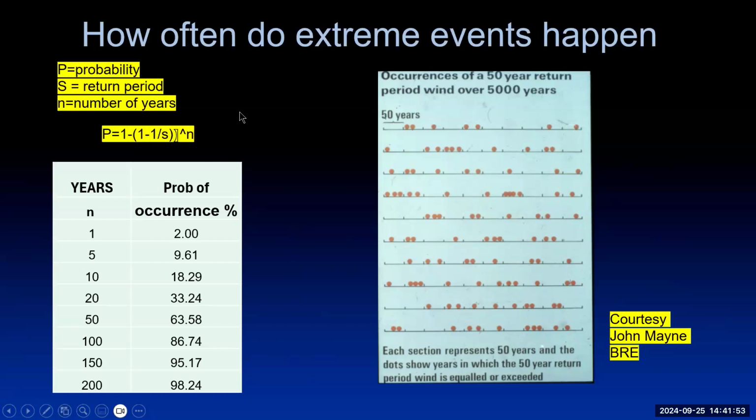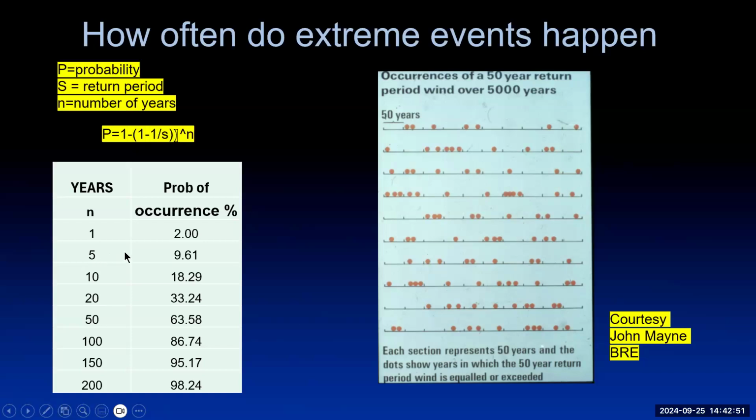Now let's look at what the probability of occurrence in any particular time is. So if we have an equation here, P equals 1 minus (1 upon S) to the power n. S is the return period, P is the probability, and n is the number of years. So you can put these values into that equation and you can say for 1 year, the probability of occurrence is 2%, 1 upon 50. So that's fine. Most people don't go beyond this. And they seem to think that once 50 years has gone by, then the once in 50-year event will happen. It's not true. There is a 2% chance of it happening.